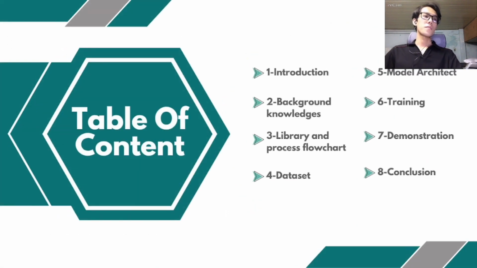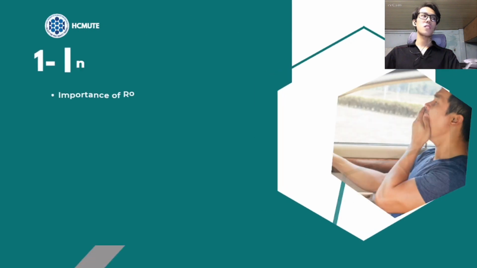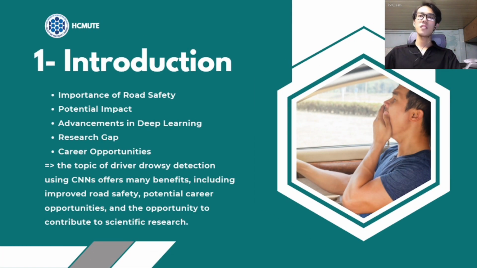This is the table of contents. Part 1 is introduction, and then background and knowledge, library and process flowchart, dataset, model architecture, training, demonstration, and conclusion. So, first of all, I'm going to talk about the introduction.